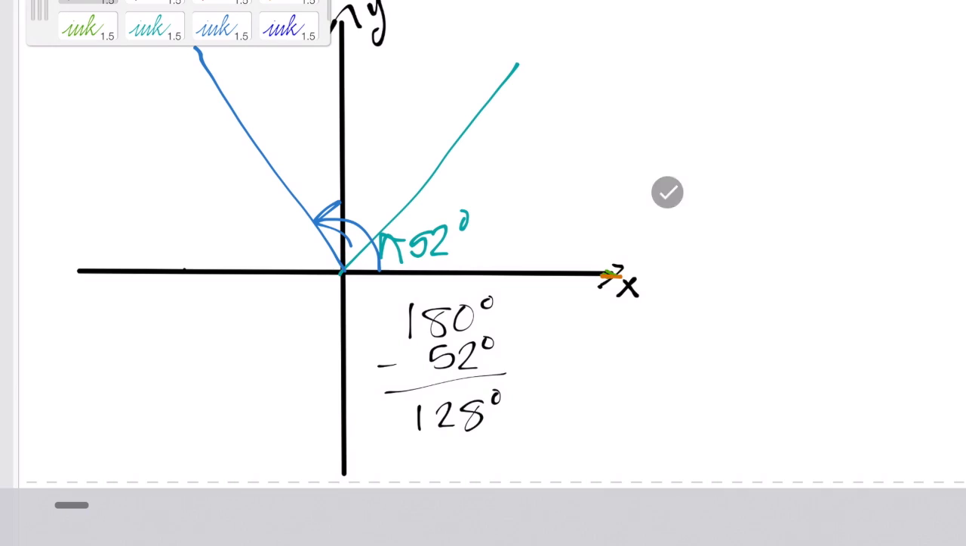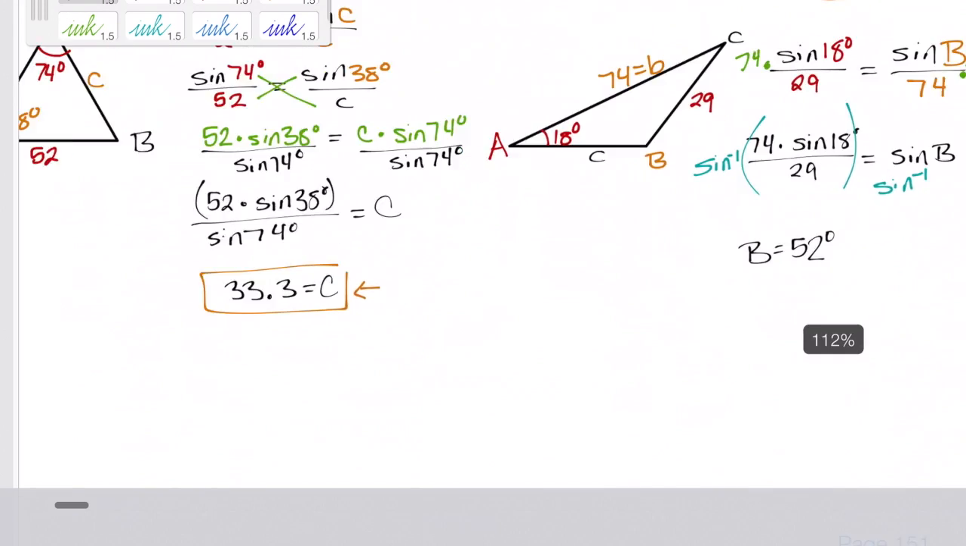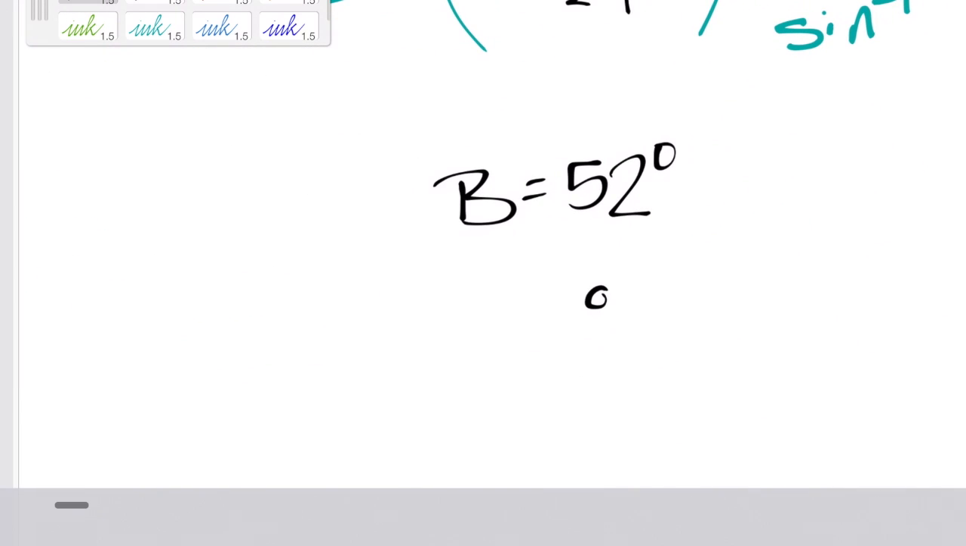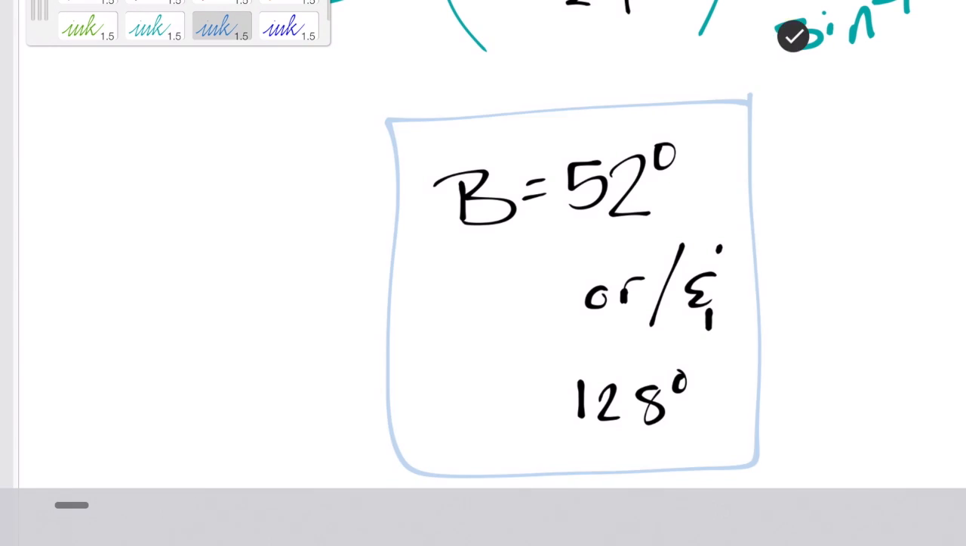So if I were to add this to the angle that I already had, so they told me 18 degrees, I would still have plenty enough room for a third angle. We know that all three angles in a triangle have to add up to 180 degrees. So 128 plus 18 gives me enough room to have another angle. Even if that angle is 1 degree, it's still something that you have to take into account. So 52 degrees and/or 128 degrees. So it's going to be both of these. Here are both of our possibilities.